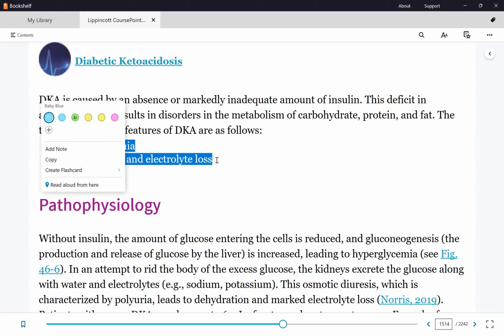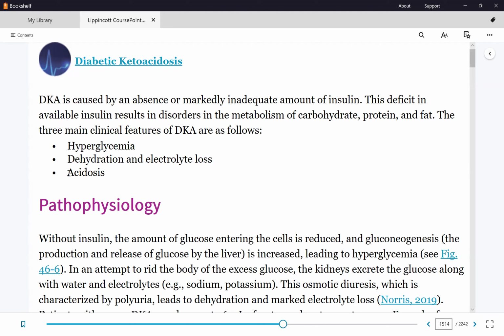Water will move from where? Which is from where to where? From the cells into the bloodstream. Okay. So what will your kidneys do if they see all of this blood volume now increase? What will they do? Increase what? Urination. So will the patient become dehydrated? Yes, from osmotic diuresis.